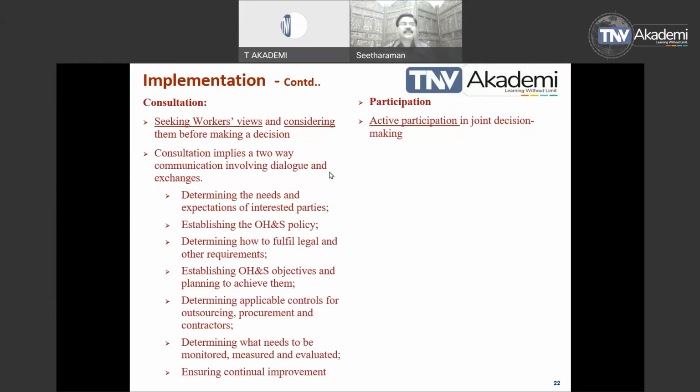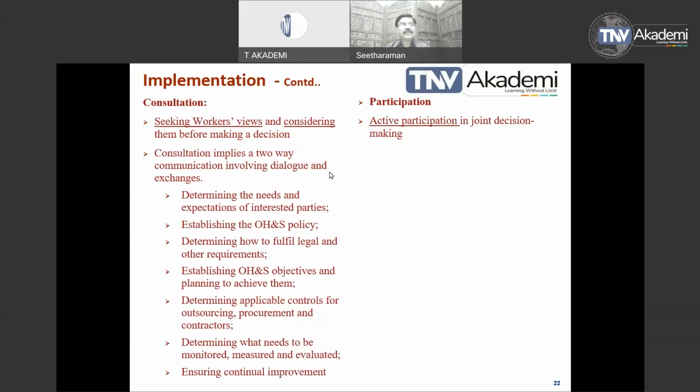Now you see, these are the various areas where we are doing the consultation. Determining the needs and expectations of interested parties, meaning what the employees want. You will have a discussion in the health and safety committee and listen to them, and their suggestions can be implemented if it is possible for the organization. So that is one of the things.